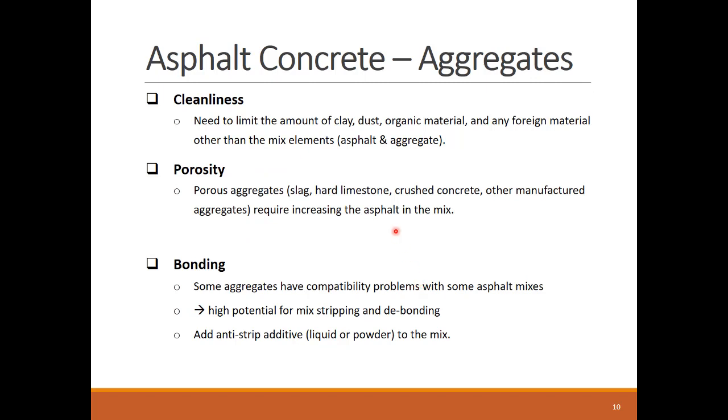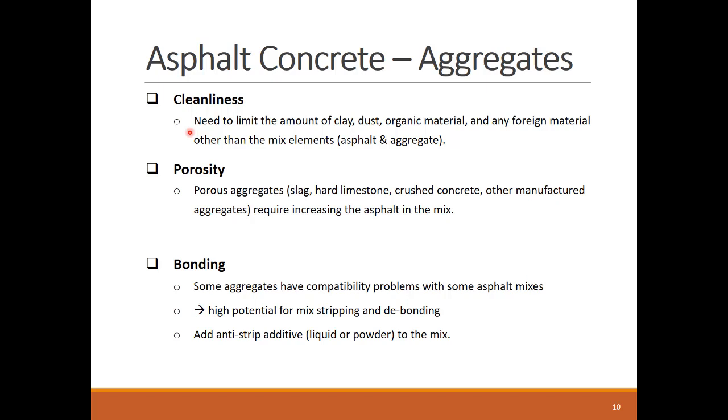Clean aggregates are critical to have a durable asphalt mix, and this is why it is important to limit the amount of any foreign material that's not specified in the mix design, like clay, dust, and organic material. The porosity level of the aggregates is an important factor in designing the mix, as it can increase or decrease the asphalt cement in the mix to account for the binder amount that's absorbed by the aggregate.